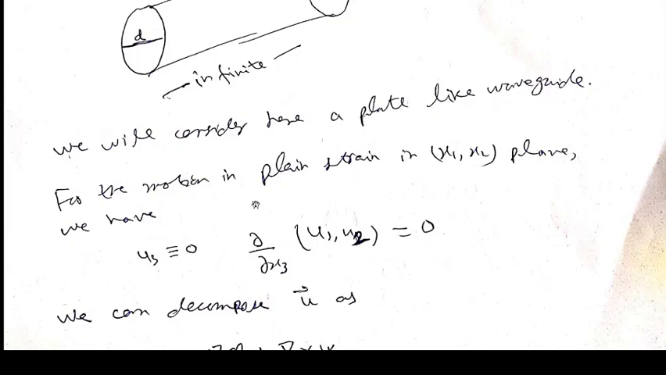Now we will consider this motion in the x1, x2 plane. So u3 will be 0 identically. So we have only u1 and u2, but they would be independent of x3 because we are taking the x1, x2 plane. So the partial derivatives of u1 and u2 with respect to x3 will be equal to 0.